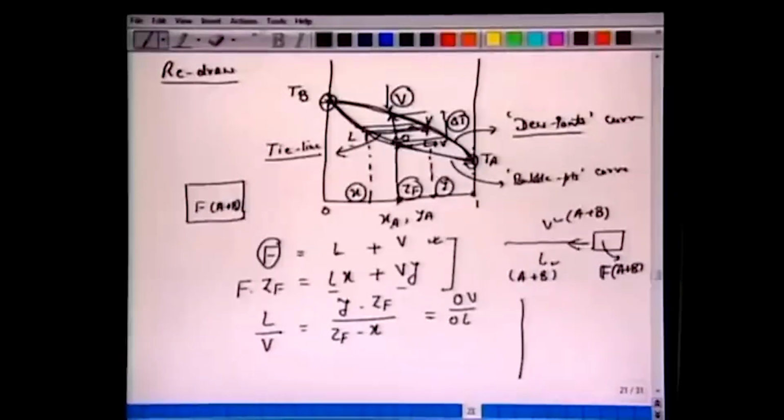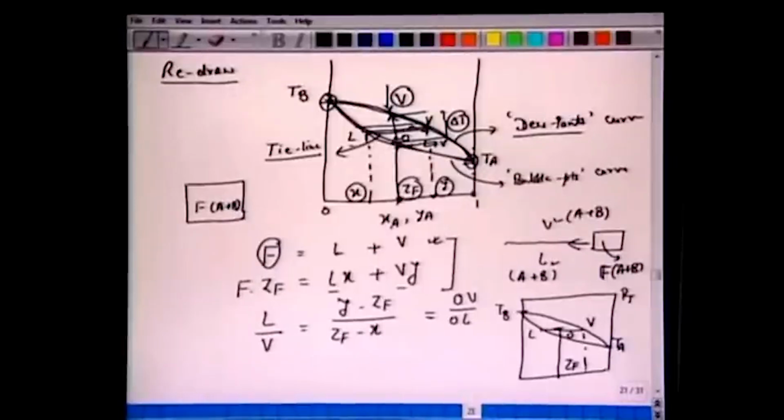So we have this TXY diagram at a given pressure. We have fixed the pressure. We have this TXY diagram, TB, TA, and let's do this calculation for ZF. This mixture has been brought to this temperature. Now we have O, this point here, this is V, this is L, this is Y, this is X. So Y minus ZF is nothing but OV, and ZF minus X is nothing but OL.